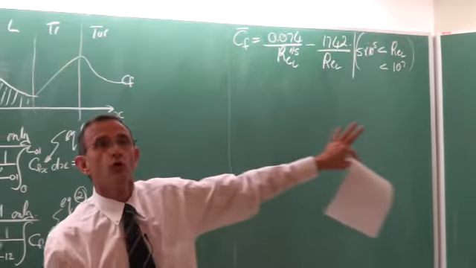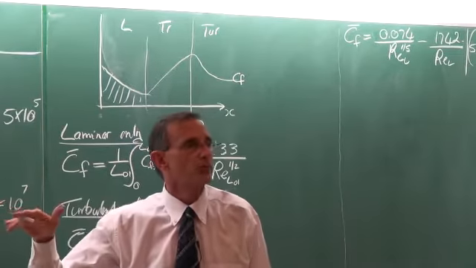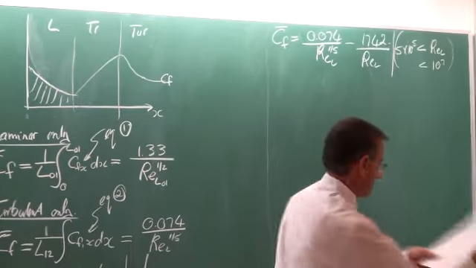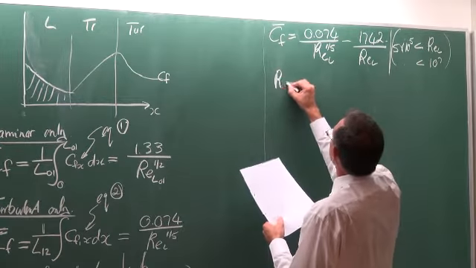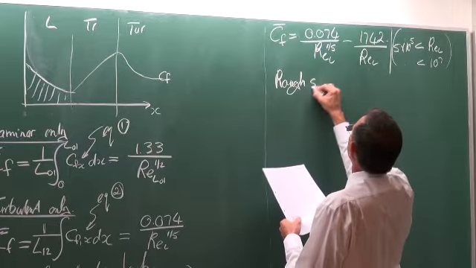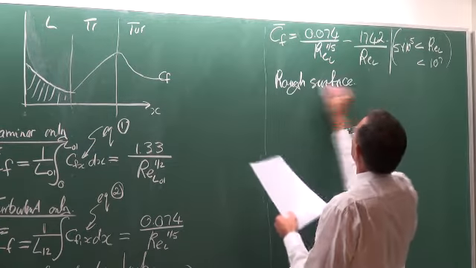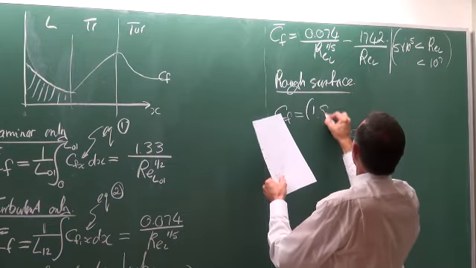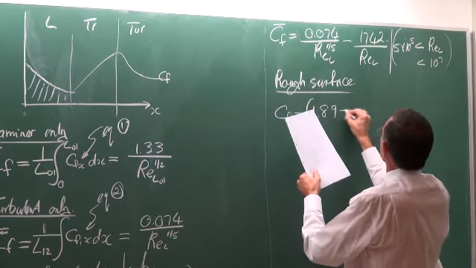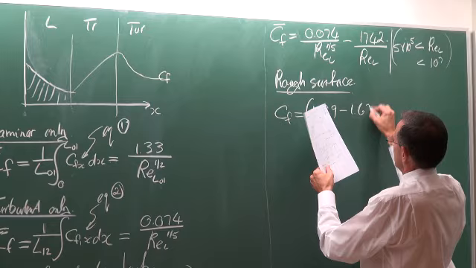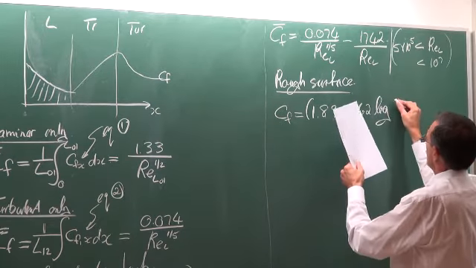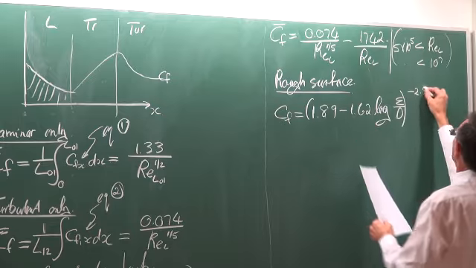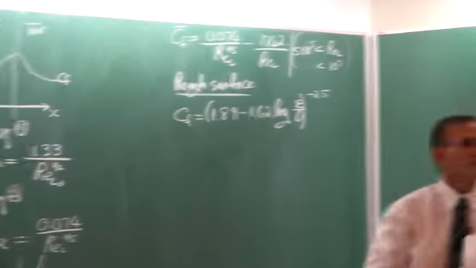Now that is the equation for a very smooth plate. There's also equations for a rough plate. So if we have a rough surface, then CF would be equal to 1.89 minus 1.72 multiplied by the log of E divided by D to the minus 2.5, and E would be that surface roughness.